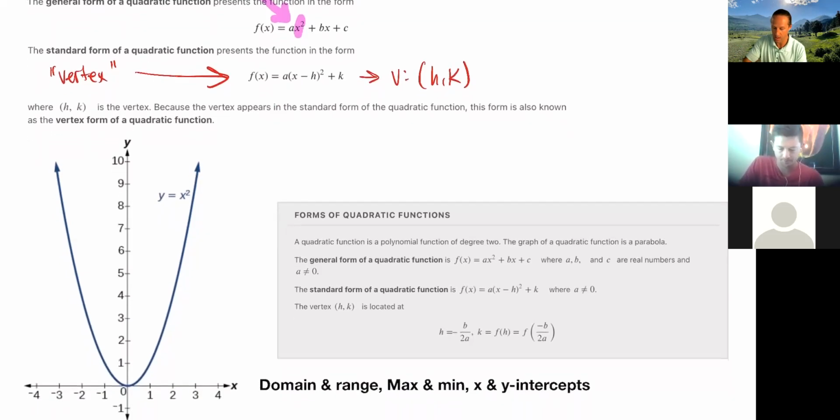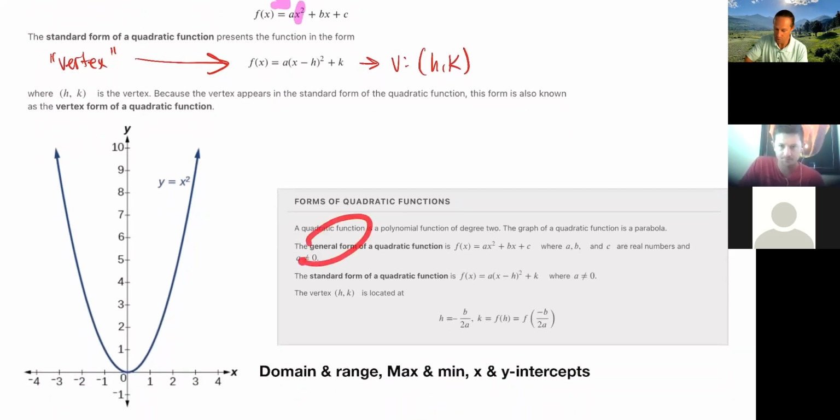Otherwise, make sure that you write in your notes the two different forms, the generic form where it's just multiplied out, expanded, or the preferred standard or vertex form, which gives us the H and the K.